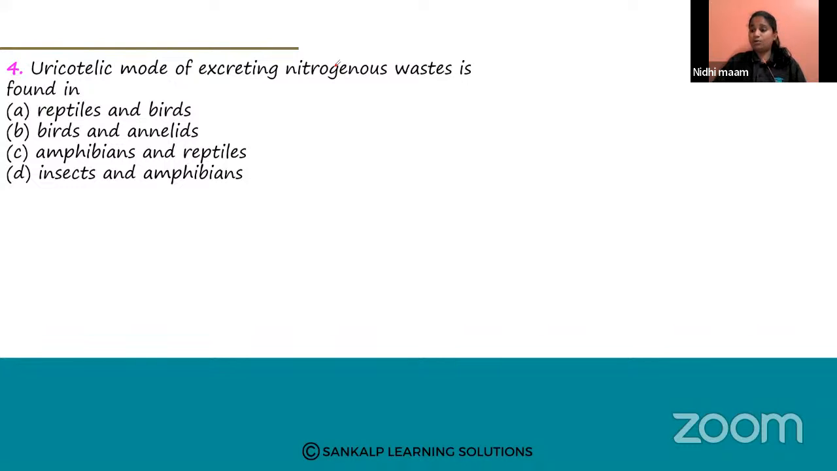See, how many questions do we have in types of nitrogenous waste. Uricotelic mode of excreting nitrogenous waste. So what do you mean by uricotelic? Which nitrogenous waste will be excreted here? Can anyone tell me? In uricotelic animals, which excretory substance will be excreted? Tell me. And then uricotelic mode of excreting nitrogenous waste is found in reptiles, birds, annelids, amphibians, insects. Yeah, come on.